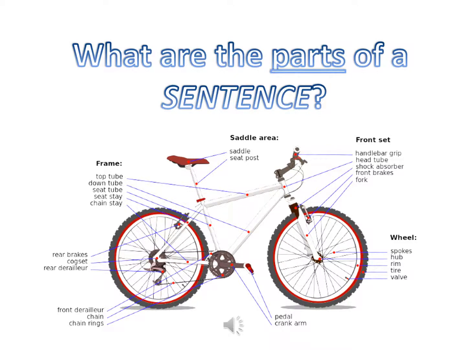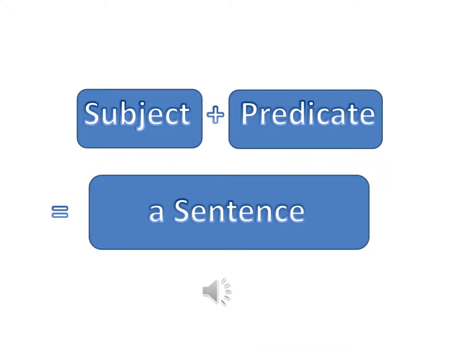There are many parts to a bicycle, but lucky for you, there are only two big parts to a sentence. Those two big parts are called the subject and the predicate. And if you have both parts, you have a complete sentence. If you only have the subject and no predicate, you don't have a complete sentence. And if you only have the predicate but not the subject, you don't have a complete sentence. So you need both parts.